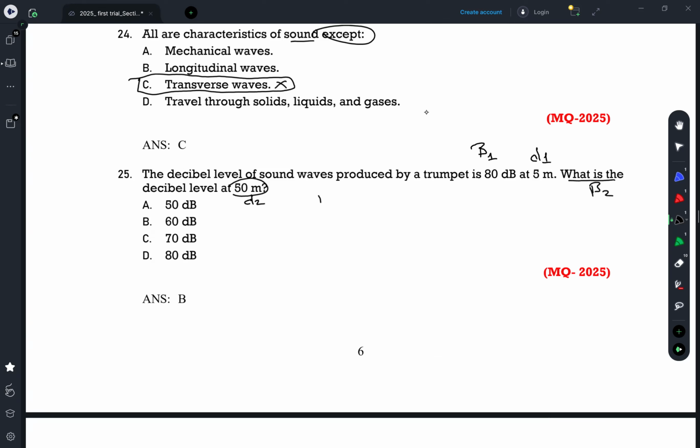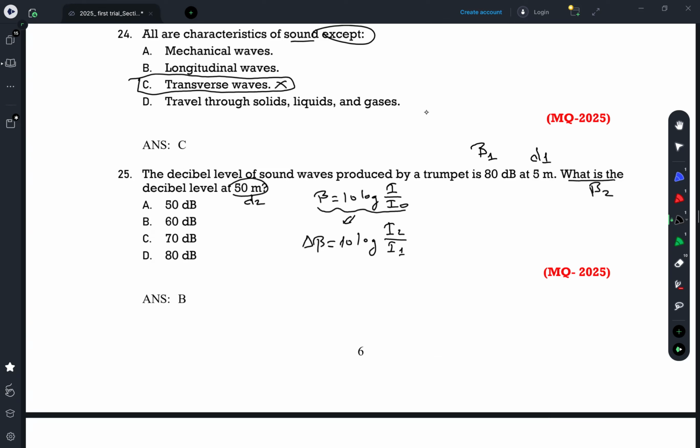So we know how to calculate beta. Beta is equal to 10 log I over I0. This equation can be written alternatively as the change between two sound intensities: delta beta is equal to 10 log I2 over I1. That is, beta 2 minus beta 1 is going to be 10 log I2 divided by I1. So I need to know what is I2 over I1. After that, it's going to be easy.